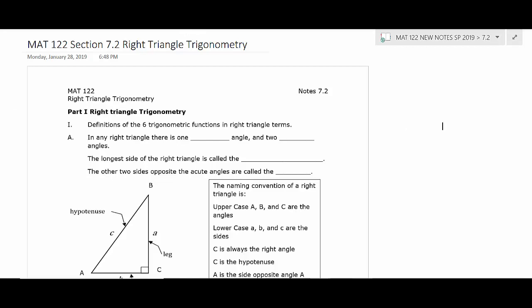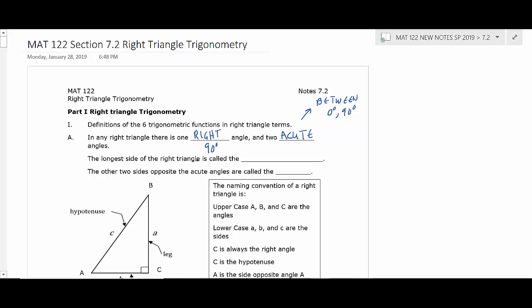To start with, we're going to look at the definitions of the 6 trig functions. You need to know how this relates to a triangle, and you need to know the parts of the triangle. If you have a right triangle, there's always one right angle, and of course, a right angle is 90 degrees. Then there are 2 acute angles. An acute angle just means between 0 degrees and 90 degrees, so you'll always have your other 2 angles being acute.